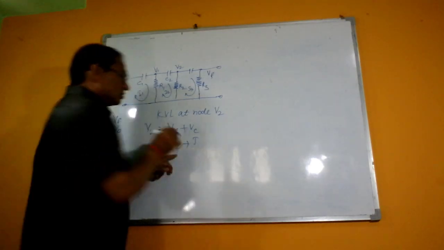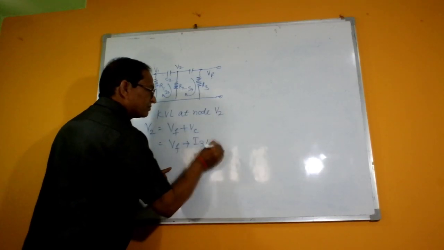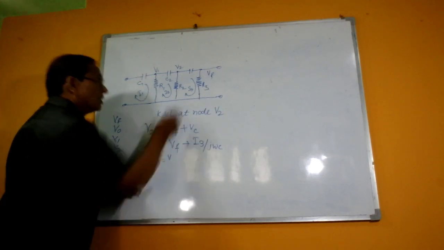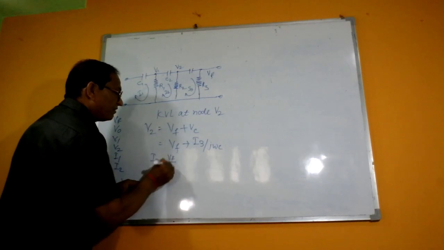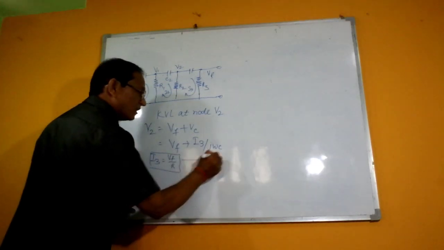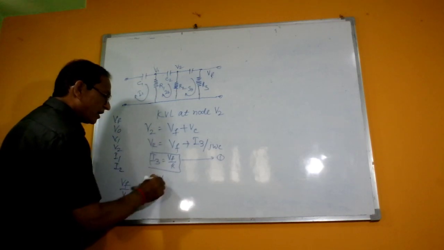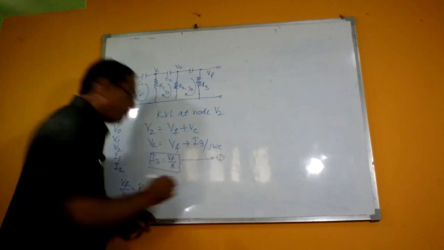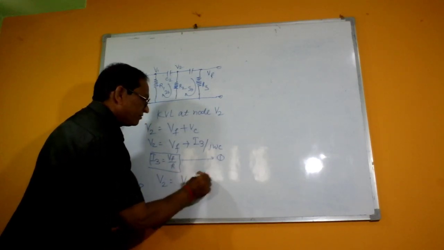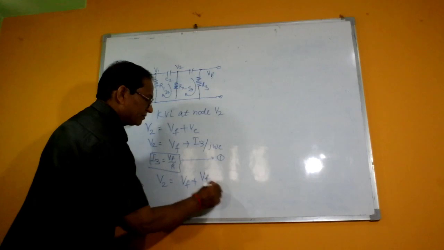So Vc will be given by I3 divided by j omega c, whereas the value of I3, the current flowing through this one, is given by Vf divided by R. Call this one of the equations. So substituting this value of I3 in the above one, V2 is obtained as V2 equals Vf plus Vf divided by R into j omega c.